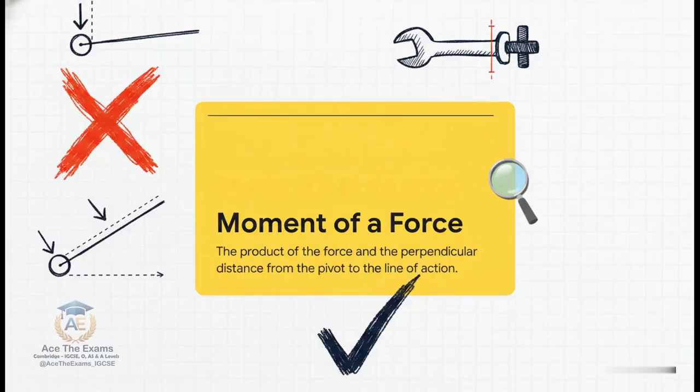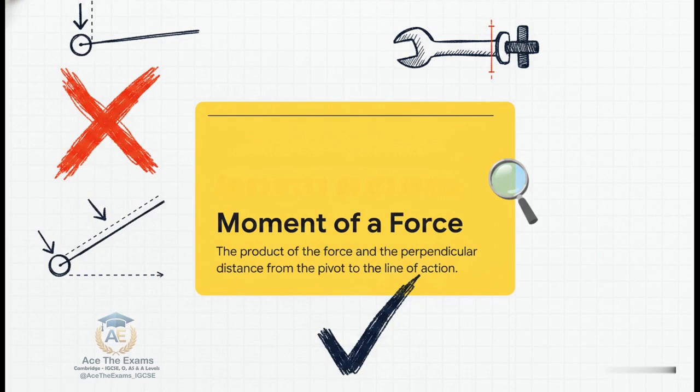Similarly, locking down the exact definition for the moment of a force ensures your foundational knowledge is rock solid before applying the math. Sam's rushed answer was just force times distance. And again, the examiner's red pen strikes. The precise mark-winning definition is the product of the force and the perpendicular distance from the pivot to the line of action of the force. That one word, perpendicular, is literally the difference between a passing grade and an A star.